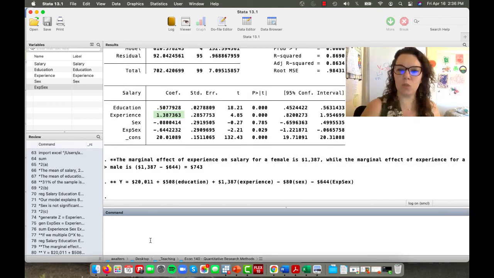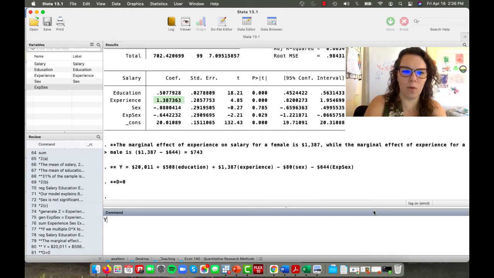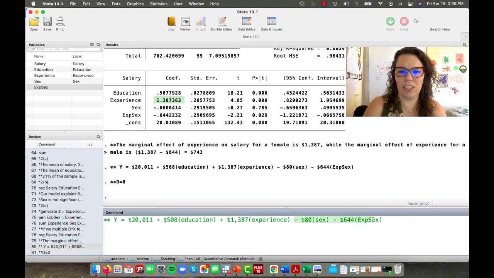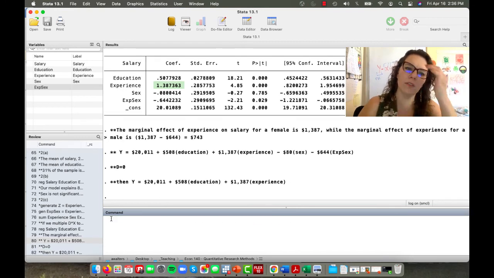If D is equal to 1, then all of the coefficients stay in. If D is equal to 0, then Y equals just this, and all of the other stuff falls away. Does that make sense? Hopefully it does.